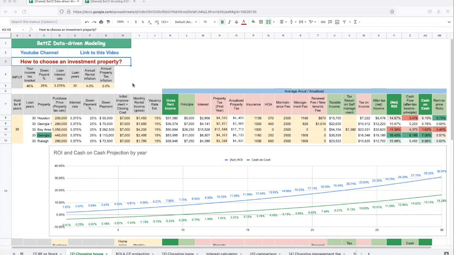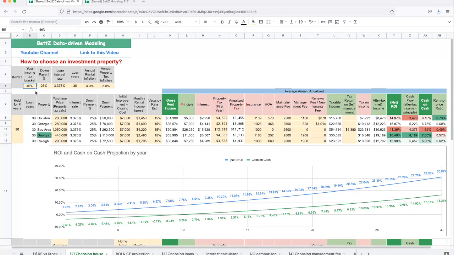Let's start with inputs. On the top, we have your income tax bracket. I use 46% here. Please notice this is not your effective tax rate because your rental income from the properties is incremental income. You need to pay this percentage of tax on any actual dollar you earn on top of your salary and other investment income.